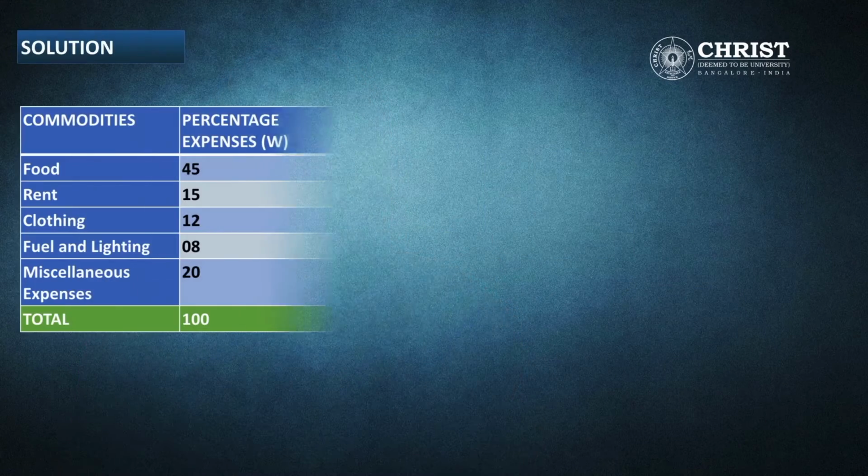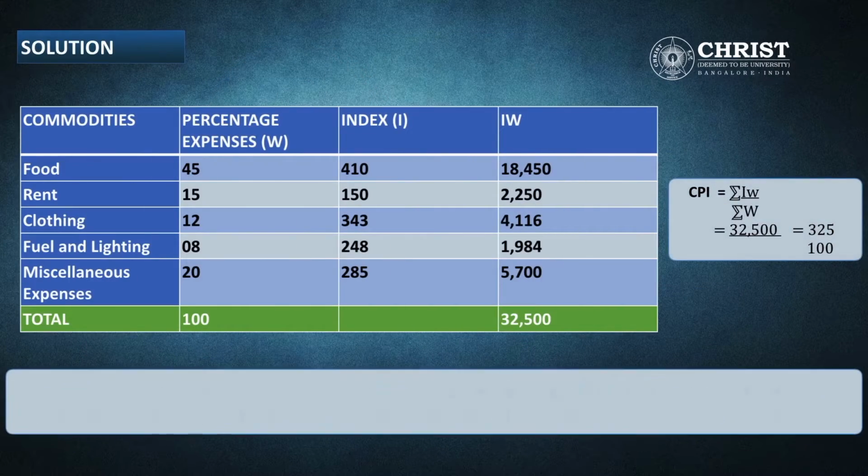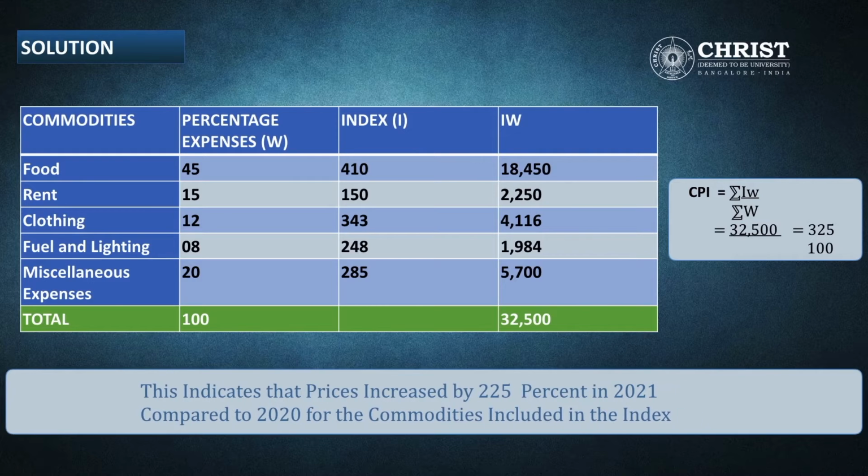We will get the values and substitute them in the equation, sigma IW divided by sigma W. That is 32,500 divided by 100, which is equal to 325. So the base year index is 100 and the current year index is 325. This indicates that prices increased by 225% in 2021 compared to 2020 for the commodities included in the index. So the first part of the computation is completed.